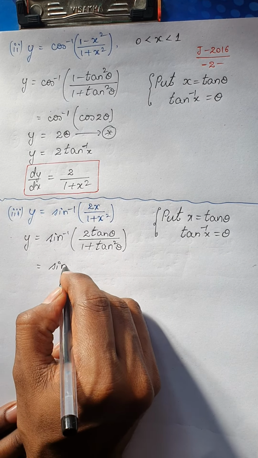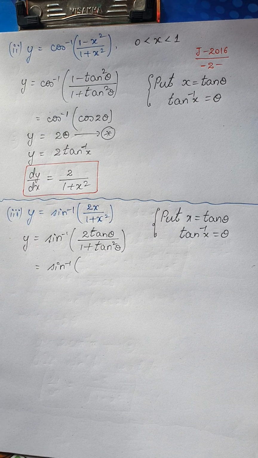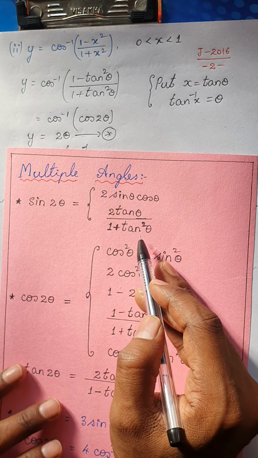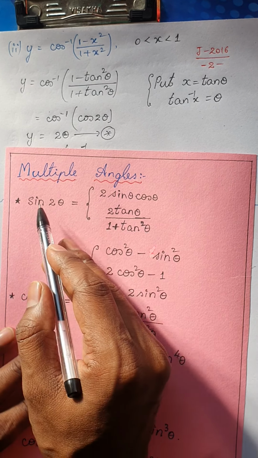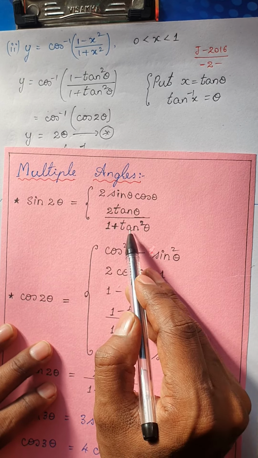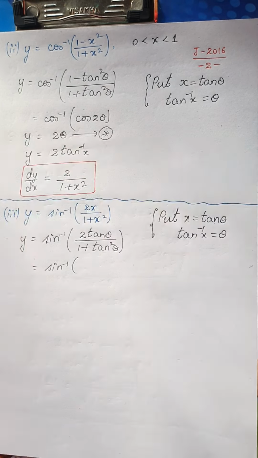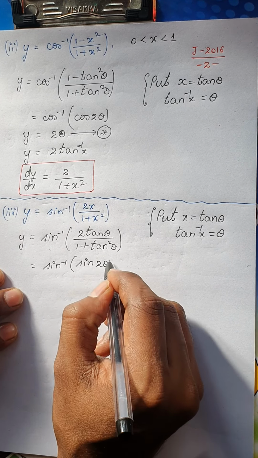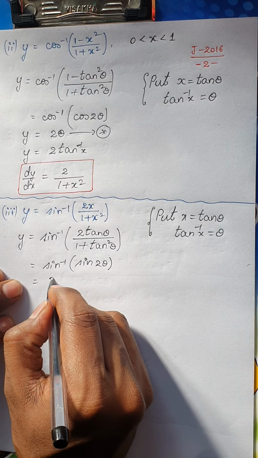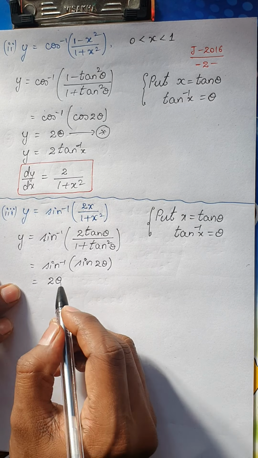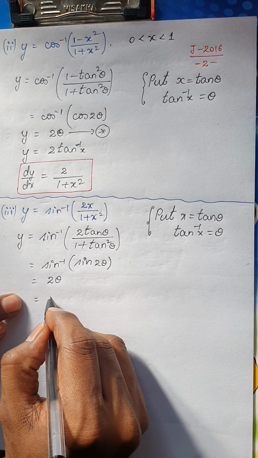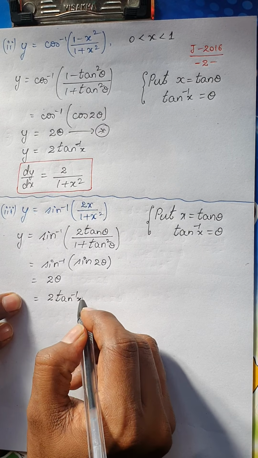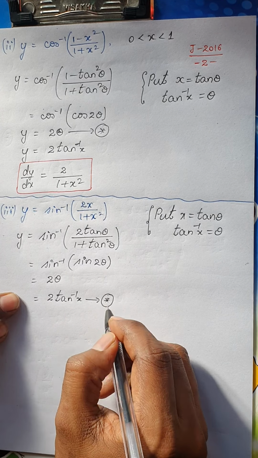So I have sine inverse of 2 tan theta divided by 1 plus tan square theta. We again know the basic formula: 2 tan theta divided by 1 plus tan square theta is sine 2 theta. So I am going to write this as sine 2 theta. Now sine inverse and sine are nullified, so I will get 2 theta itself. This is nothing but 2 times, what is theta? Substituting here, I will get tan inverse x. So this is my equation star.